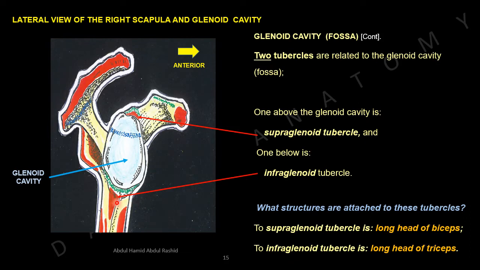What structures are attached to these tubercles? The supraglenoid tubercle is attached by the long head of biceps. The infraglenoid tubercle is attached by the long head of triceps. Biceps, triceps.